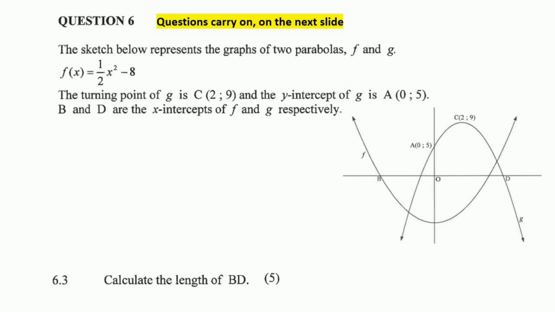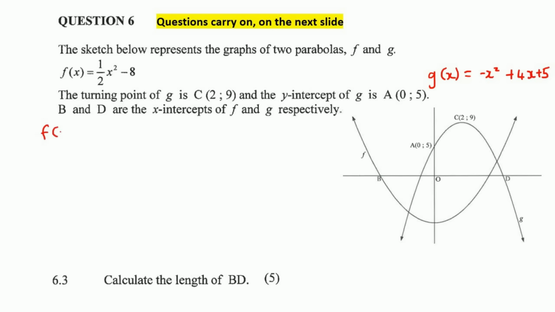This one says calculate the length of BD. Now it's a very easy question. You need to find the coordinates of that, and you need to find the coordinates of that. Okay, so we know that the equation of g, remember we worked that out in the previous question, is negative x squared plus 4x plus 5. So all that we really need to do is find the x-intercepts of f, and then also find the x-intercepts of g, and then we can easily do this question.